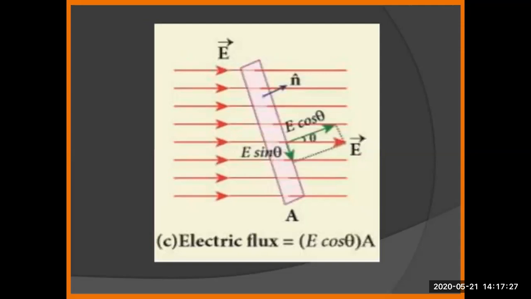Now look at this. When we have it slightly tilted to an angle theta, the electric field lines make the angle theta, and we will have to resolve it into two parts. This is the cosine theta, and this is sine theta. We have already resolved this in chapter one.